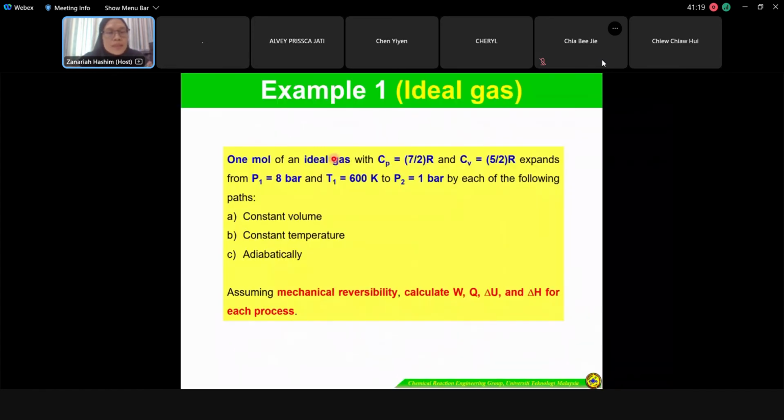So this is example 1 for ideal gas. 1 mole of an ideal gas with Cp equals 7 over 2R and Cv equals 5 over 2R expands from P1 equals 8 bar and T1 equals 600 K to P2 equals 1 bar by each of the following paths. A, constant volume; B, constant temperature; C, adiabatically. Assuming mechanical reversibility, calculate the W, Q, delta U and delta H for each process.